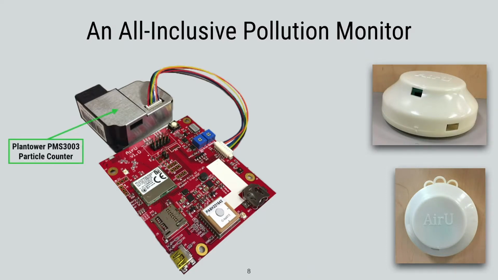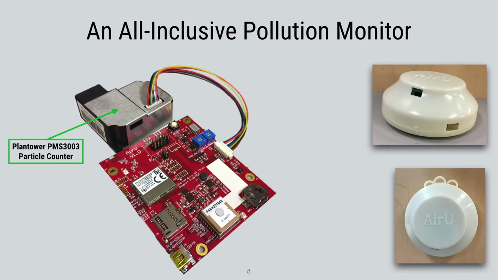The most important sensor on here is the Plantower PMS-3003. It's a low-cost PM sensor. We chose it because it's really reliable and accurate, and it's capable of producing PM1, PM2.5, and PM10 concentrations.